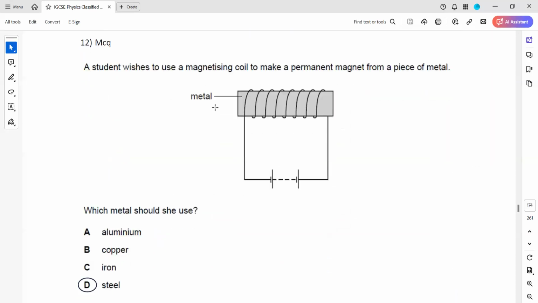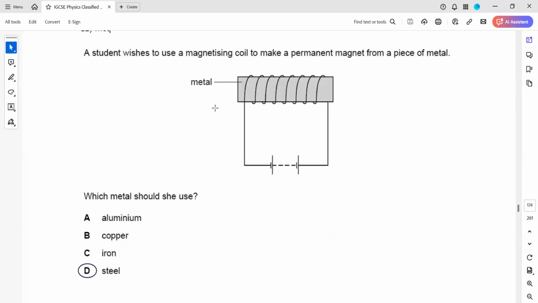In question 12, a student wishes to use a magnetized coil to make a permanent magnet. So what is a permanent magnet? Aluminium and copper are non-magnetic. Iron is magnetic, but it's a soft magnetic, like it is a temporary magnet. But if you want to make a permanent magnet, we use steel.